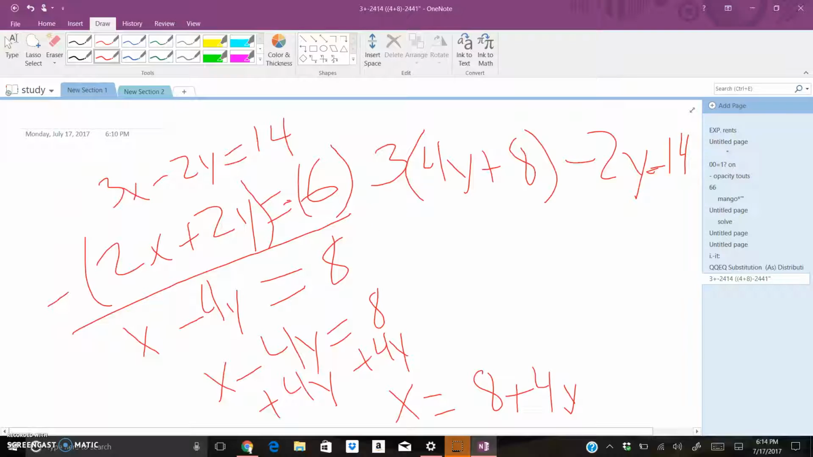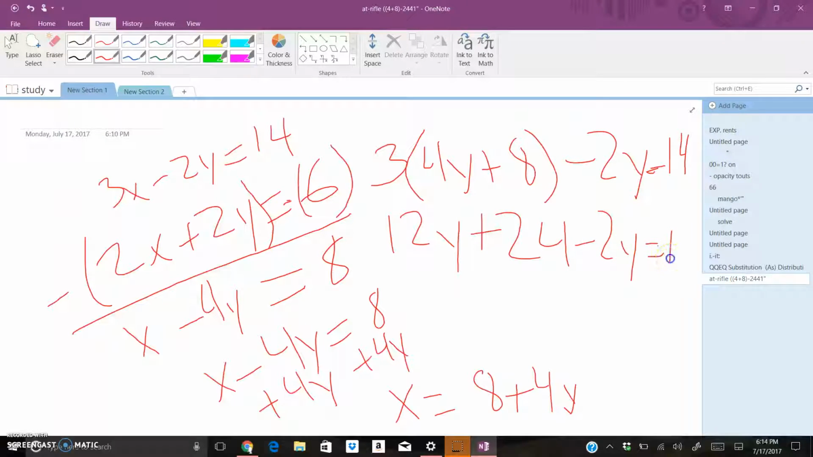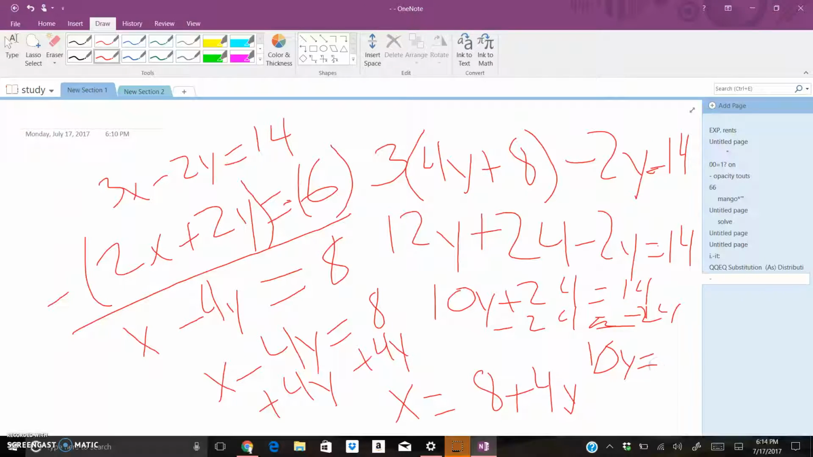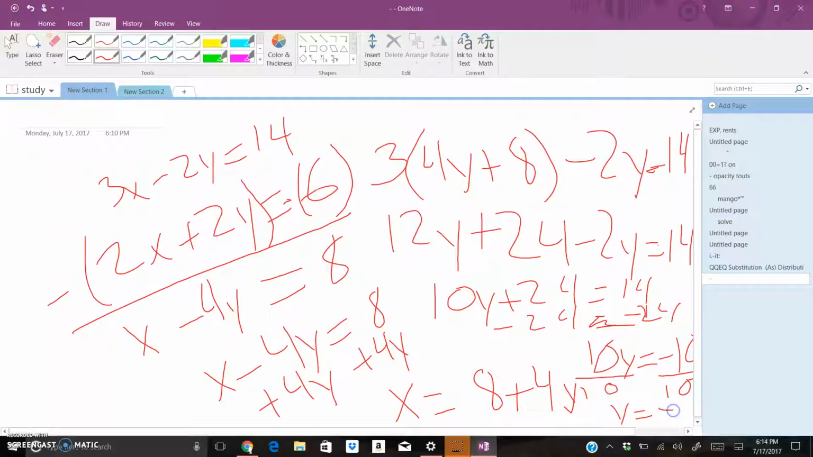Now, using the distributive property once again, 12y plus 24 minus 2y is equal to 14. 12y minus 2y is 10y, plus 24 is equal to 14. Now we can subtract 24, and now we're getting negative numbers over here. So minus 24, and you get 10y is equal to 14 minus 24, which is equal to negative 10. We can see that this equation will turn out to be negative 1. So y is equal to negative 1.